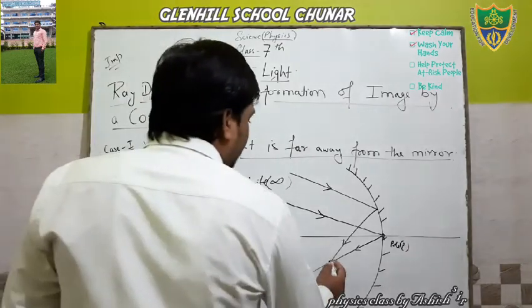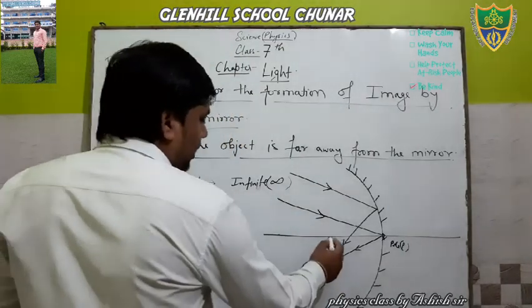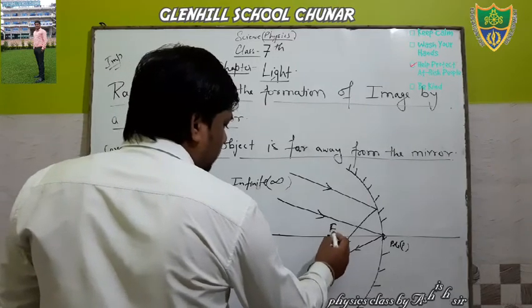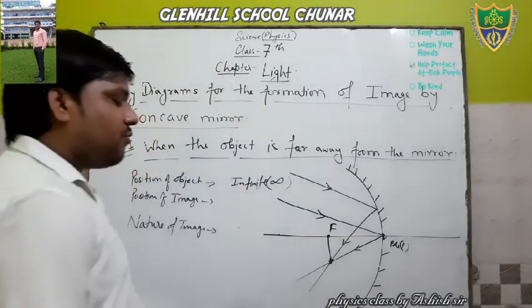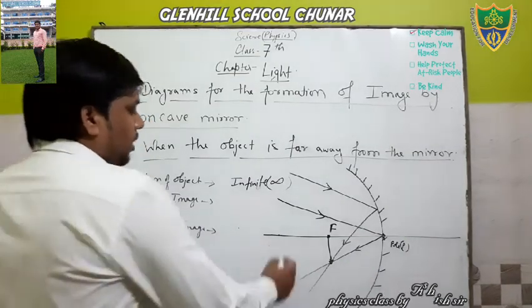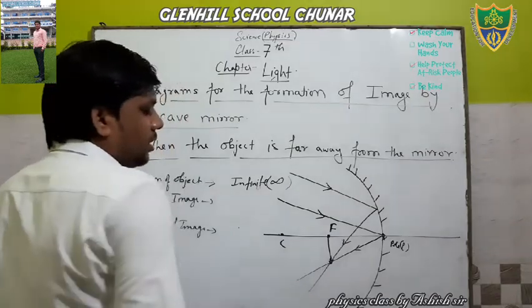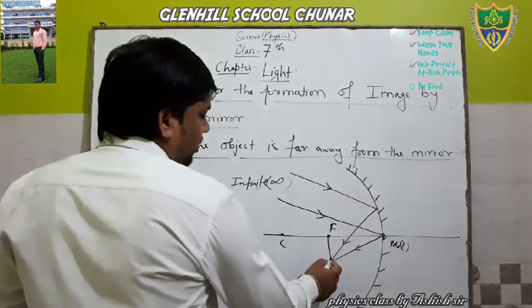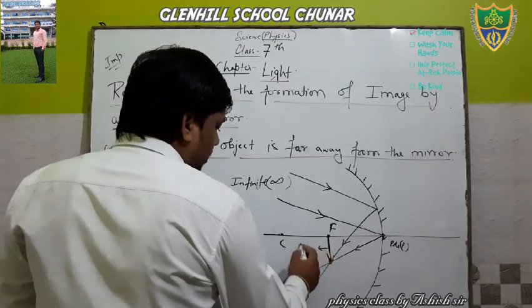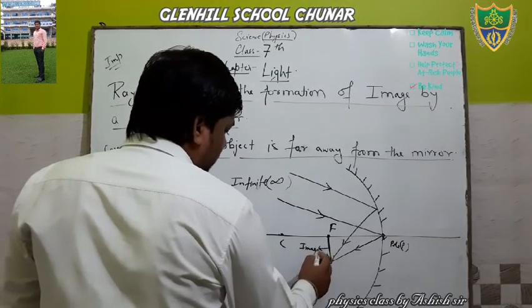So at this point the image is formed, and this point is known as focus, capital F. Okay? This is the center of curvature. This point is known as focus, and this is the image. This is the image of the object.